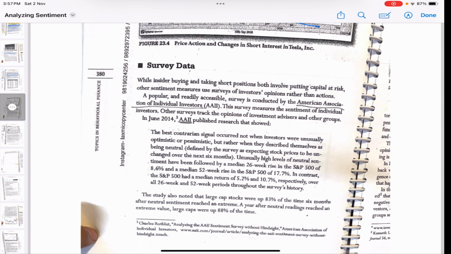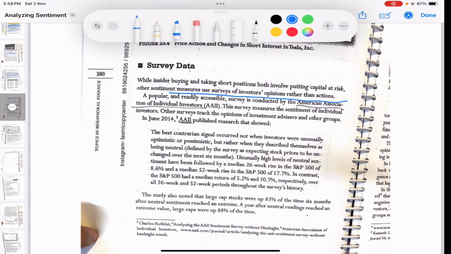All right, now let's start with survey data. While insider buying and taking short positions both involve putting capital at risk, other sentiment measures use surveys of investors' opinions rather than actions. So a survey is not straight up the thing which is happening, but in fact it is learning about the opinion which the investors have.